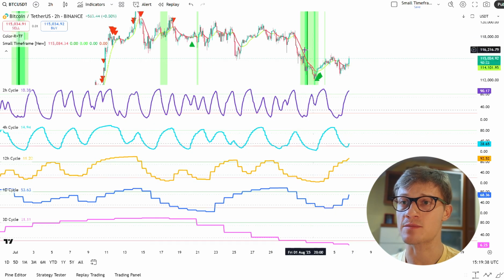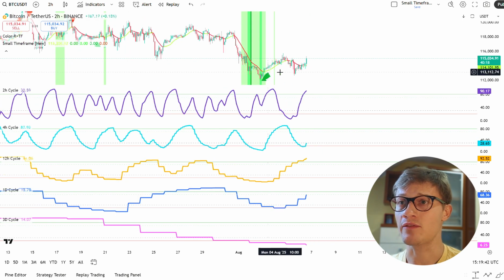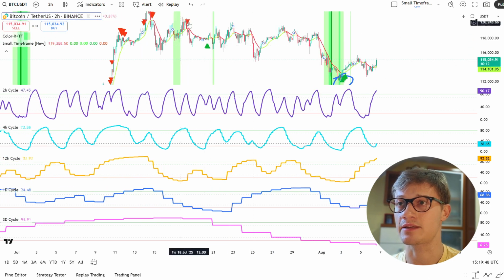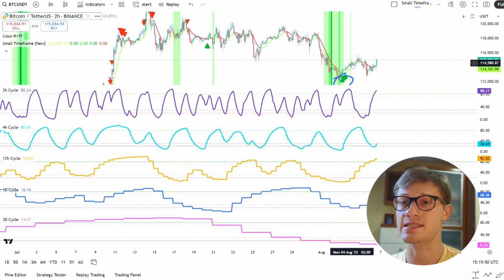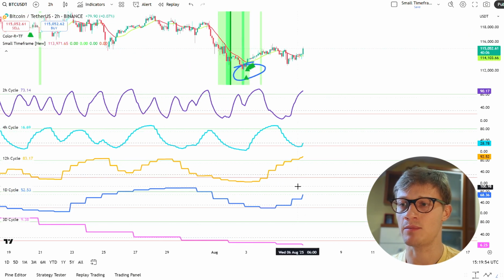Now, this small time frame strategy is actually showing you places where you should buy and you should sell cryptocurrencies. So whenever you see the green arrows, you enter into a long position or you simply buy spot. And whenever you see red arrows like these ones, or this one, you sell. Now, all the strategy is made using the cycles that you can see at the bottom of the screen.